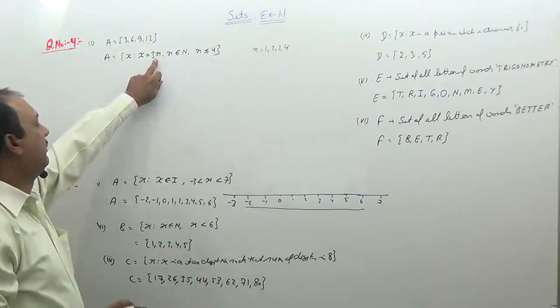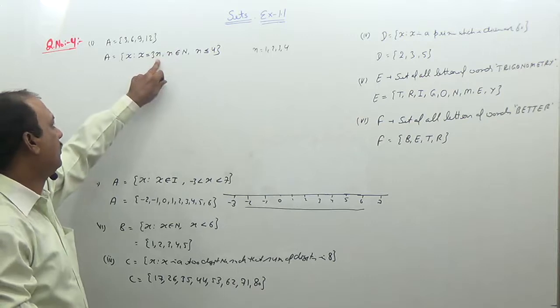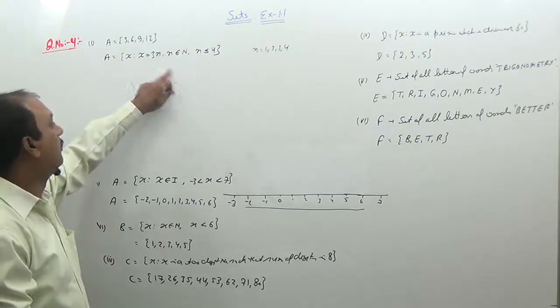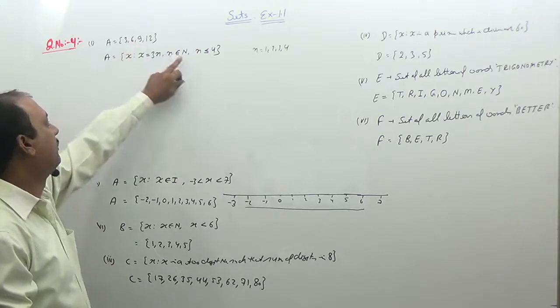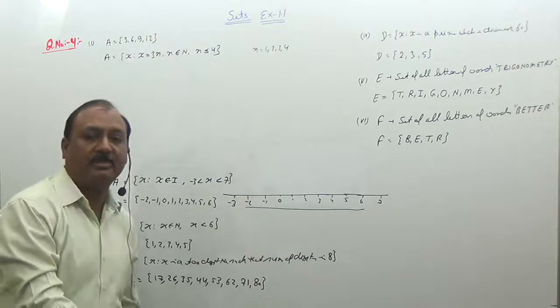So when we put n is equal to 1, we get the element 3. When we put n is equal to 2 in this, we get the element 6. When we put n is equal to 3, we get the element 9. When we put n is equal to 4, a natural number, we get the element 12.